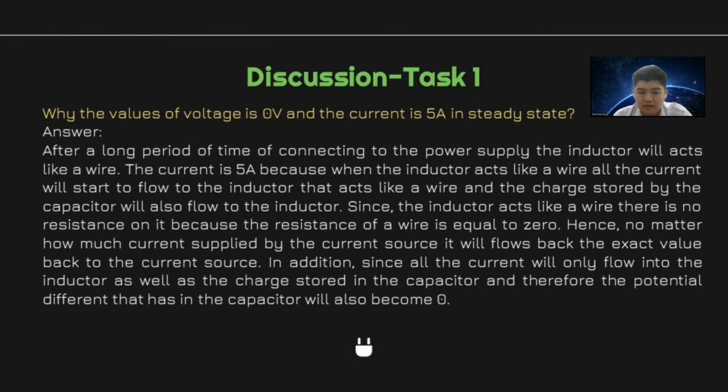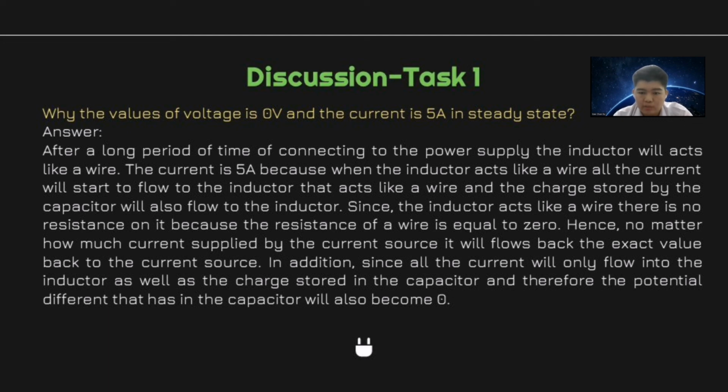In the discussion of task 1, the voltage is 0 volt and the current is 5 ampere in steady state. After a long period of connecting to the power supply, the inductor will act like a wire. The current is 5 ampere because when the inductor acts like a wire, the current will start to flow through the inductor. The charge stored by the capacitor will also flow to the inductor.